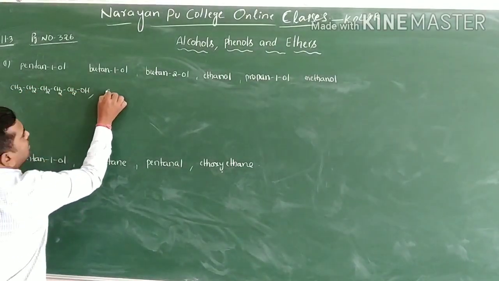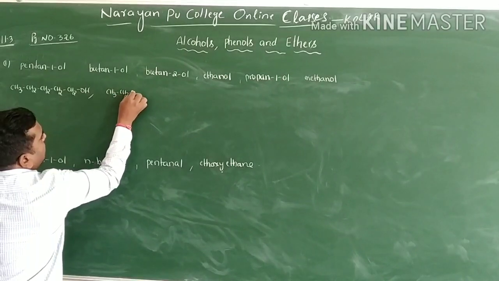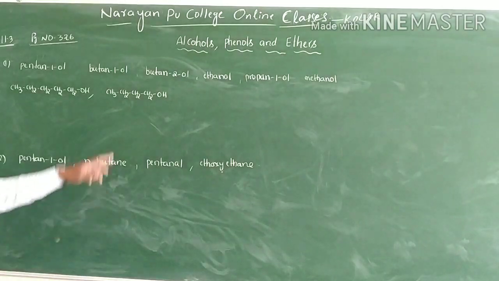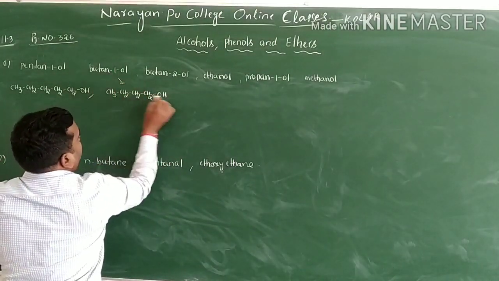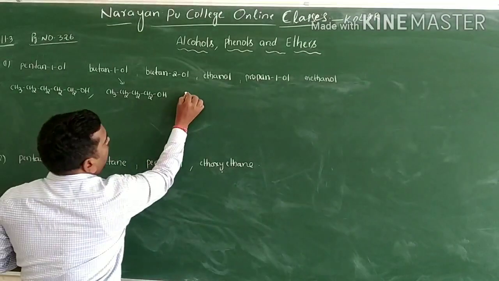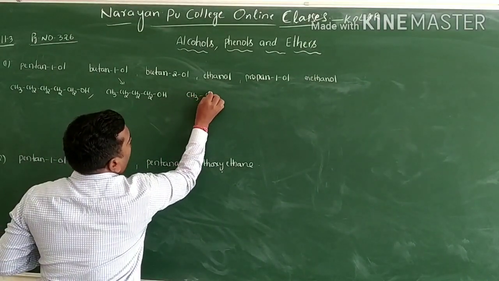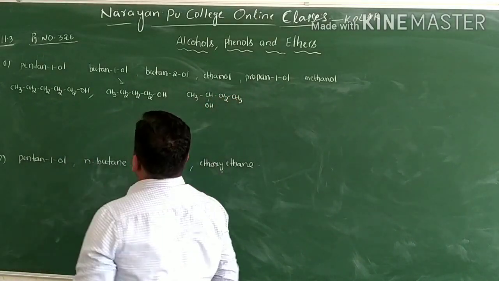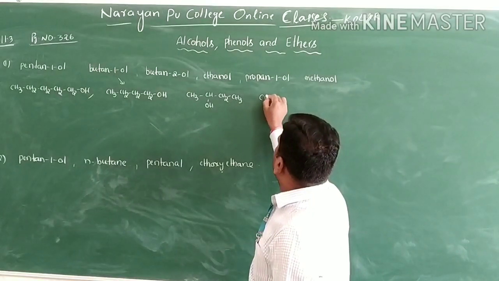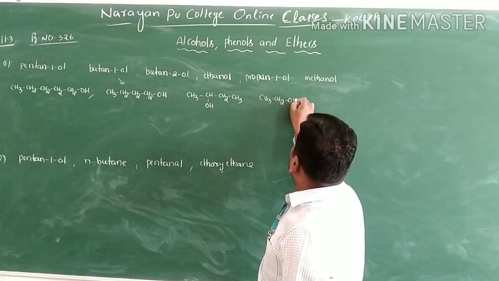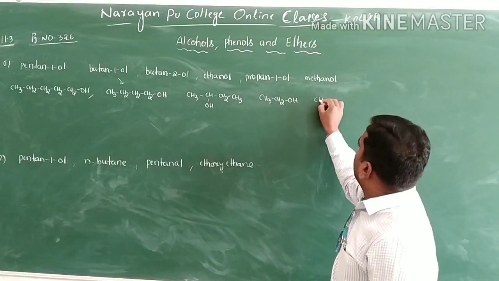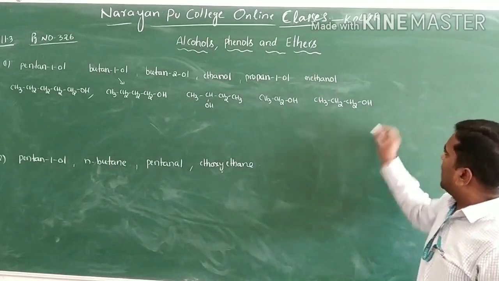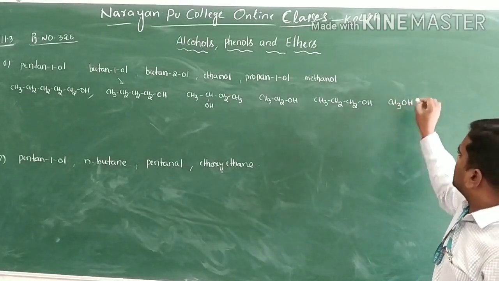Next one, butane. Butane means how many carbons? 4 carbons. CH3, CH2, CH2, and there will be an OH on which carbon? First carbon, OH will be there. This is butan-1-ol. And next one, butan-2-ol. Butane means 4 carbons. 2-ol means OH should be present on which carbon? Second carbon. That is butan-2-ol. Clear? Ethanol means CH3CH2OH. And propan-1-ol, CH3CH2CH2OH, propane with 3 carbon atoms and OH added to the first carbon. Next one is methanol.